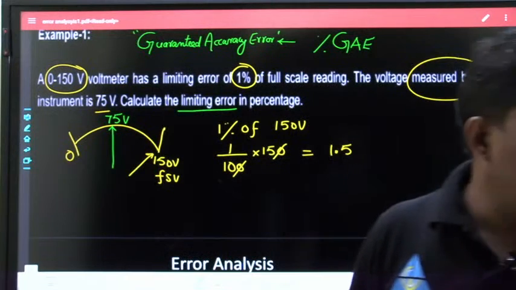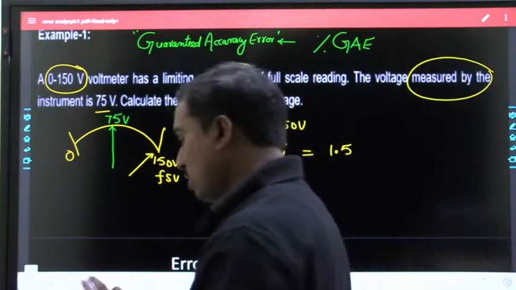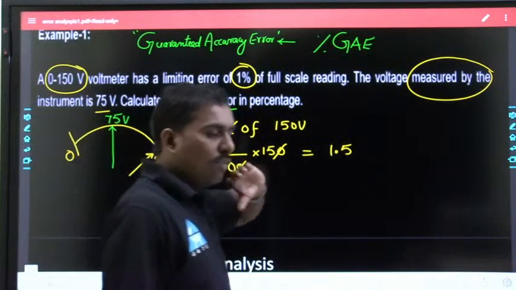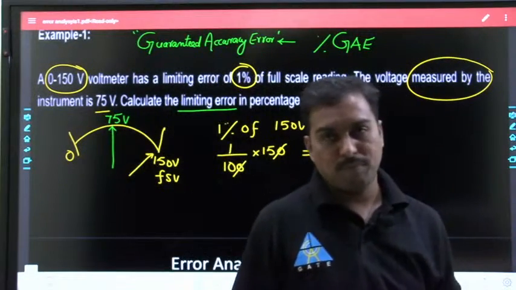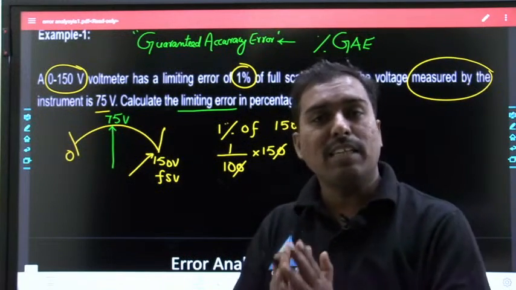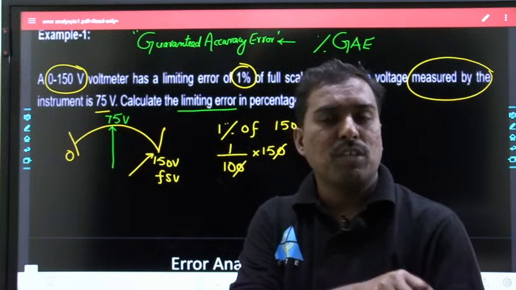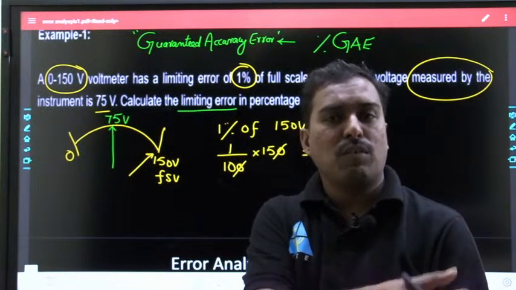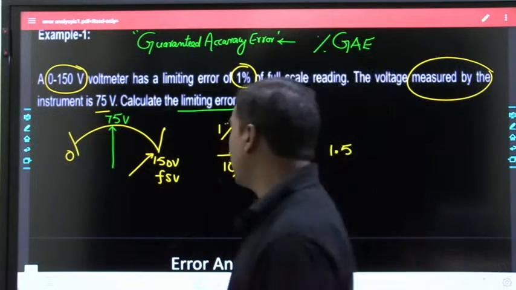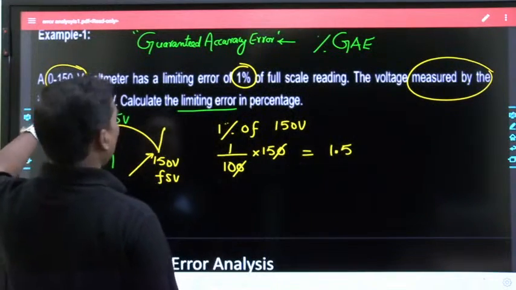Guaranteed accuracy error is always expressed over the full scale. Other than that, if you are expressing somewhere in the middle, suppose you are measuring a value of 70 volts or 30 volts, that means your error is going to be limited. So what is the limiting error now? It is asking for 75 volts.